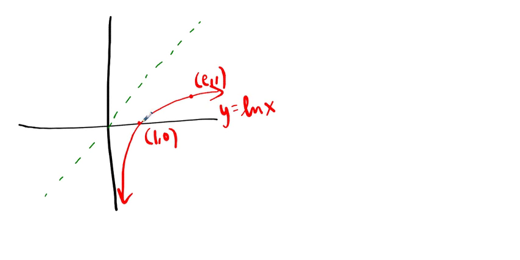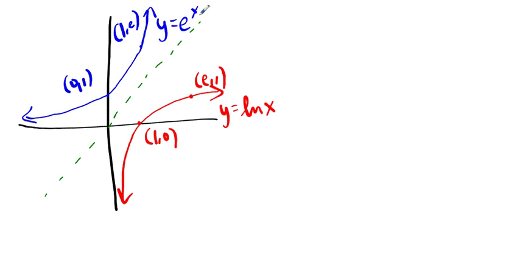So how do I get an inverse function? Well, (1, 0) becomes (0, 1). (e, 1) becomes (1, e), and you get some graph that swoops up like this. And as you well remember from high school, this is the graph of y equals e to the x.